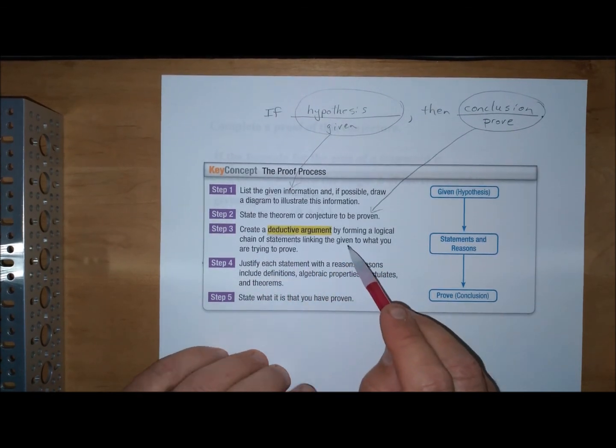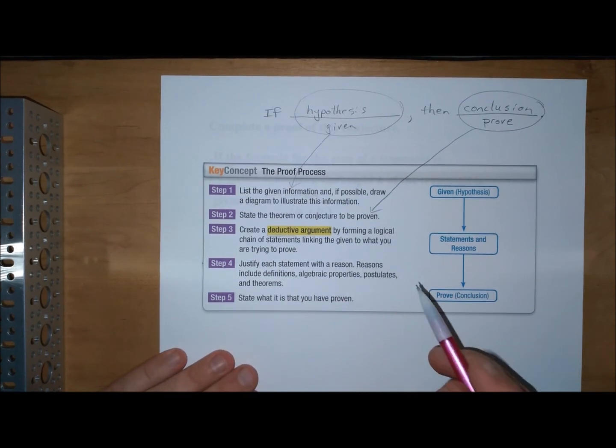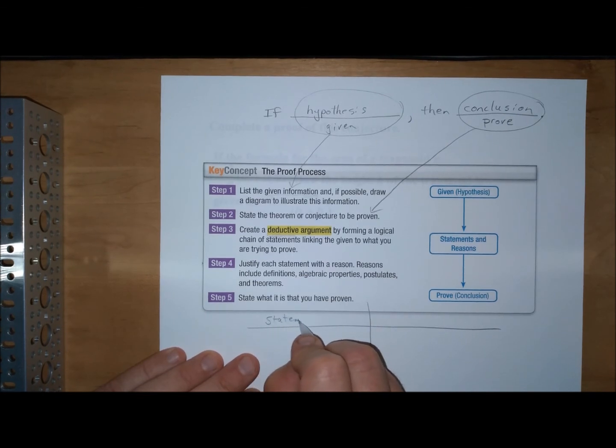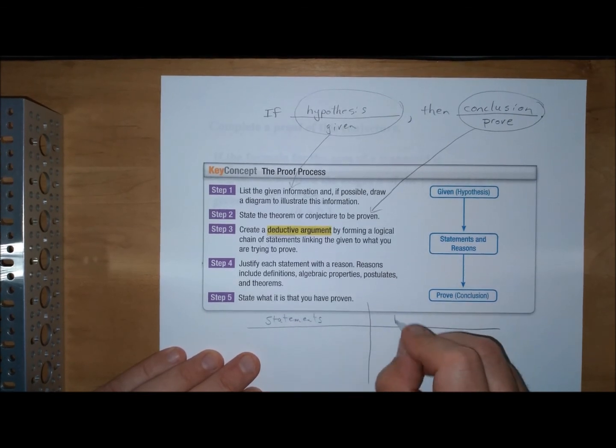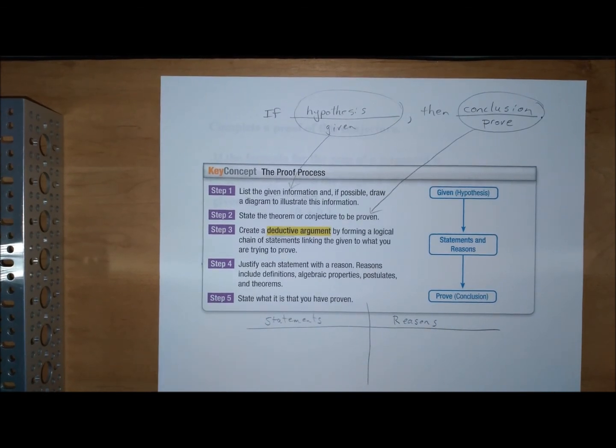So we're going to create a deductive argument by forming a logical chain of statements linking the given to what you are trying to prove. And these statements are going to look like, we're going to have 2 columns, okay? Our statements are going to be made over here, and our reasons are going to be over here. This is where we're going to state our theorems and postulates and things that we know to be true. Justify each statement with a reason. That's what you're going to put over here. If you make a statement over here, it's got to have a reason, okay?